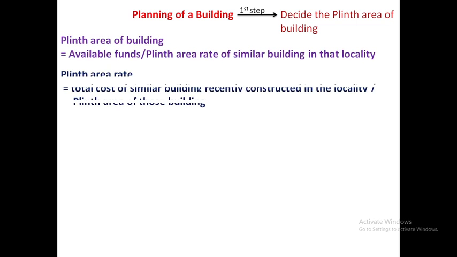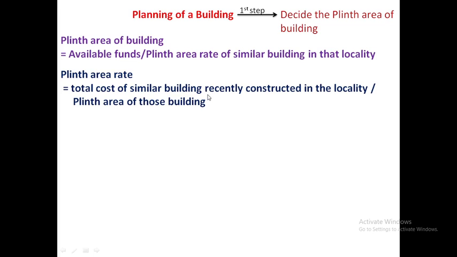The first step in planning of a building is to decide the plinth area of the building. Plinth area of the building is equal to the available funds divided by plinth area rate of similar building in that locality. And the plinth area rate can be calculated by dividing the total cost of similar building recently constructed in the locality by the plinth area of those buildings.